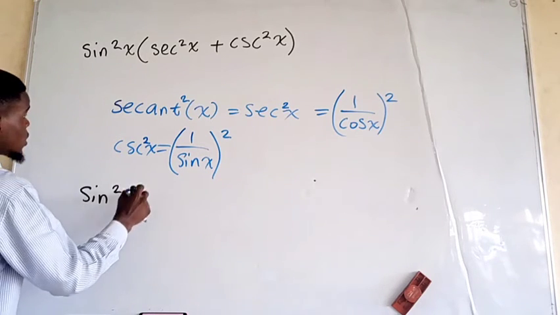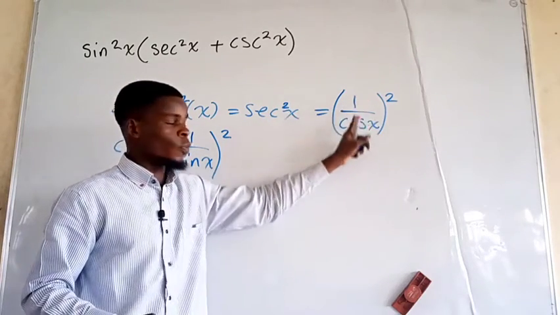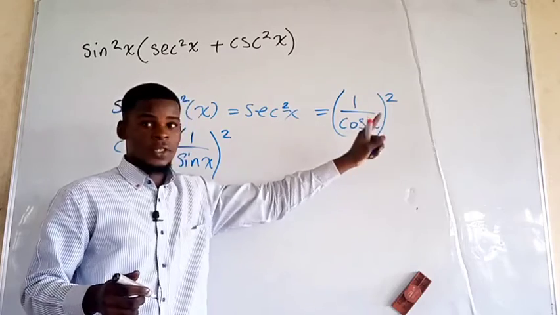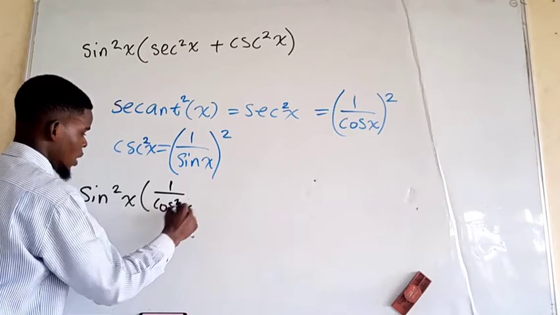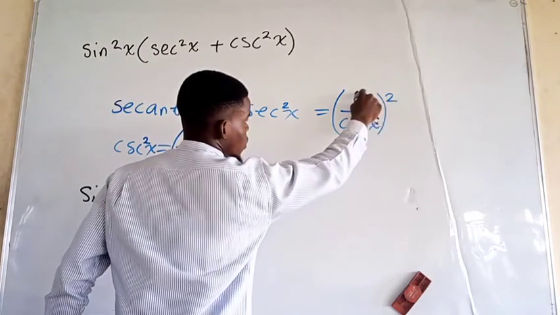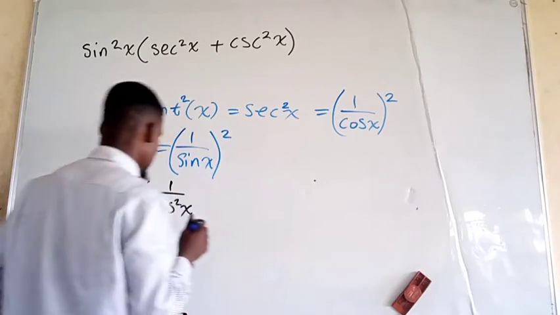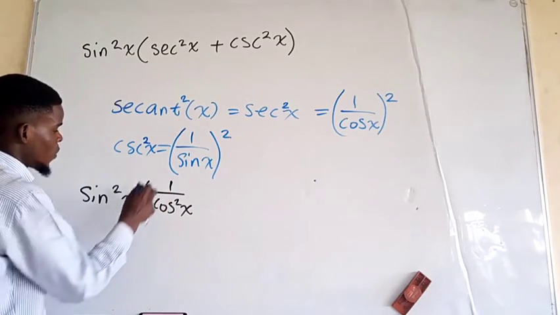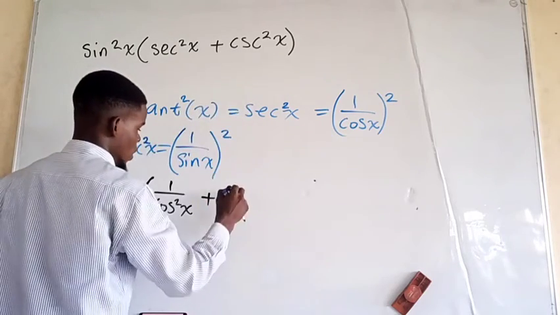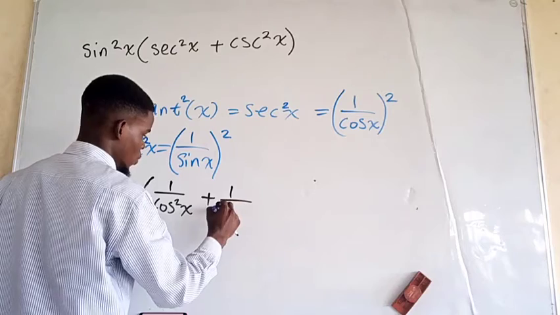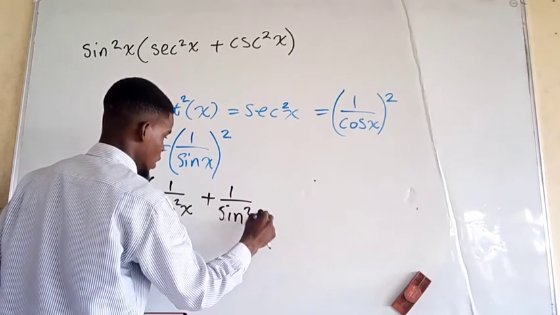Great. So here we're going to have sine square x, then inside the bracket, in place of secant square x, I'm going to put down 1 over cosine x and I square it. So this is 1 over cosine square x. You know that when we square this, 1 square is just 1, then cosine square x is just cosine square x, right? So there is no point putting the square on top again. So we add it with this cosecant square x, which is the same thing as 1 over sine square x. Great.